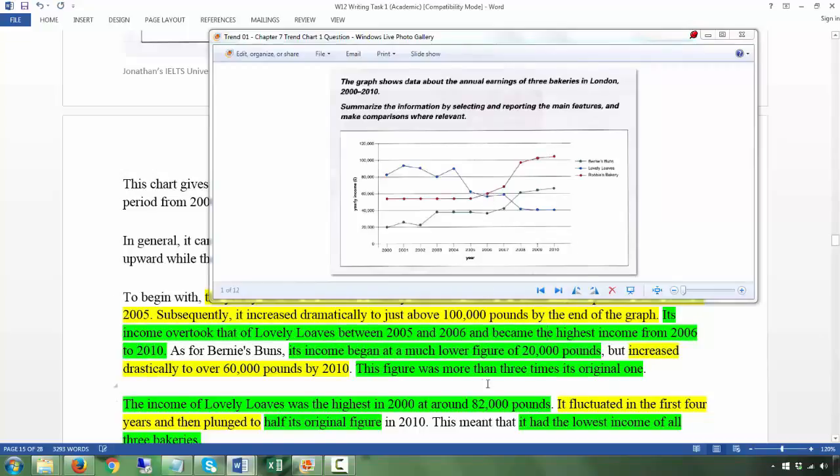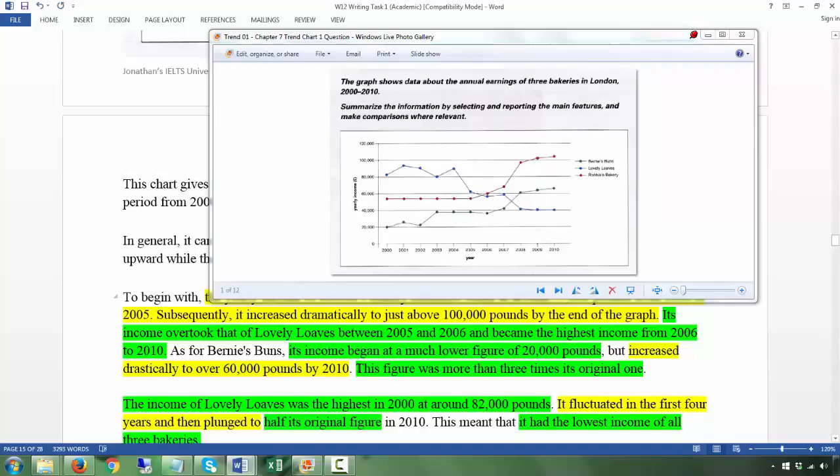Now, going back to this, it increased drastically to over 60,000 pounds by 2010, or you can say increased drastically to over 60,000 pounds by the end of the graph, whatever it may be. So all the way. Now you realize I just used one sentence to talk about from here to here. I don't want to go into details like, oh, it went up, then it went down, etc., because you don't have time. Now then, I'm not finished yet.